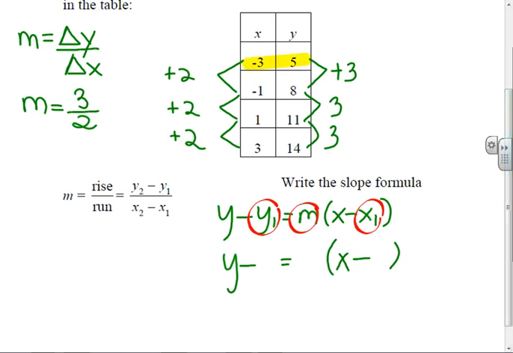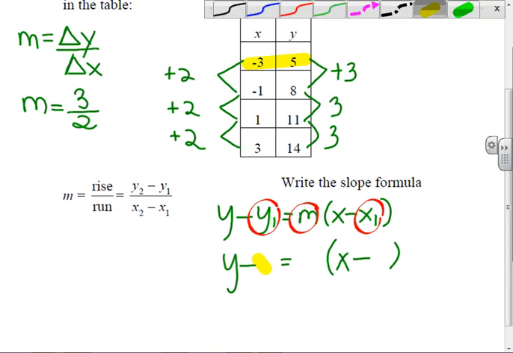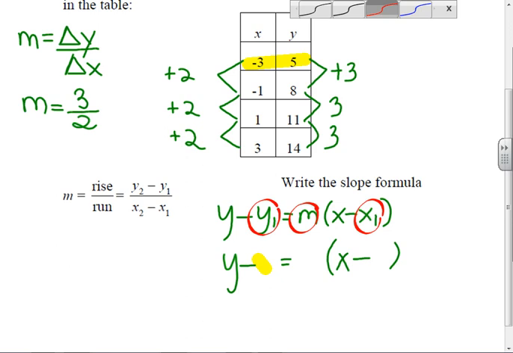So what goes in right here? It's the y coordinate, so it's the 5, that's right. And the x coordinate is negative 3. I don't like those negatives, but that's okay. And what was the slope? We have it written down. What goes in for slope? You should be doing this with me on your iPad. It's 3 over 2. Are we done?